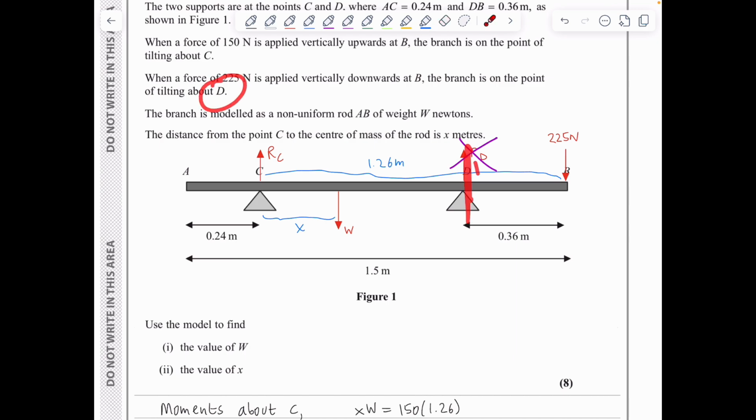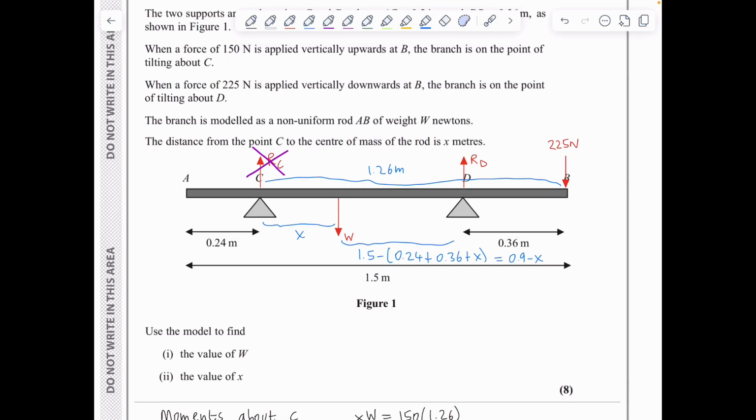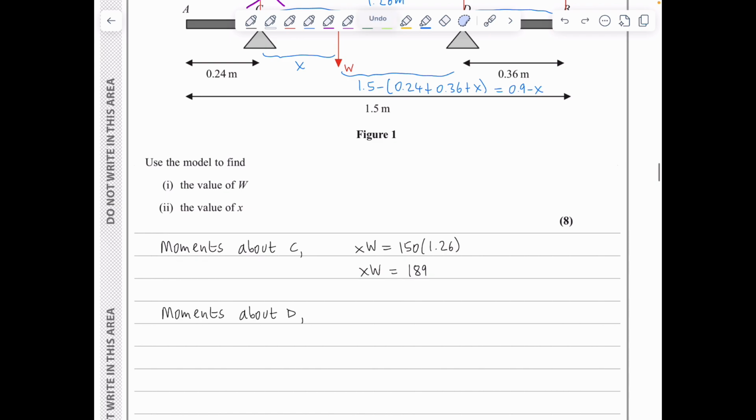So if I'm about to tilt about D, this means that we've got a reaction at D, but we now don't have a reaction at C. So the plan is to take moments about the tilting point D. So I need to find the distance between the center of mass and D. So this distance here is simply going to be 1.5 minus the 0.24 and the 0.36 and the x. This leads to 0.9 minus x. And therefore we can proceed by taking moments about D.